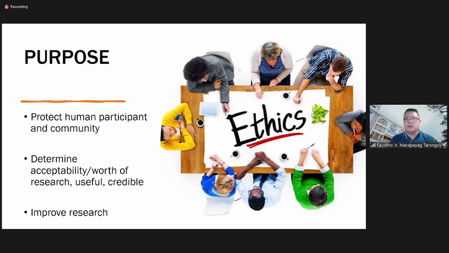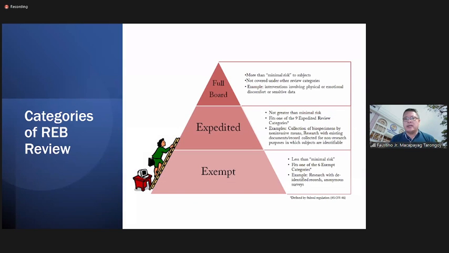For ethics review, the comments or the review received on your proposal is really meant to improve your research, help you give more focus, give you direction, especially in terms of ethical considerations. So the categories for the REB review that your proposal might be receiving, there are 3 of these: proposals that are either exempted from review or will undergo expedited or full board review. So we'll go to the distinction of each one further.